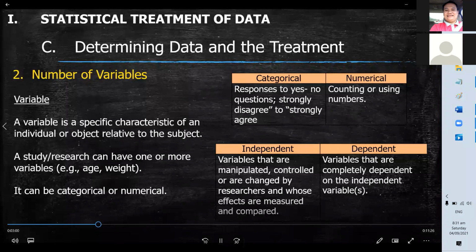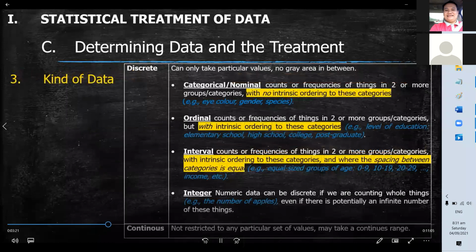When we say independent variables, these are manipulated, controlled, or changed by researchers and whose effects are measured and confirmed. When we say dependent variables, these are completely dependent on the independent variables. The kind of data.